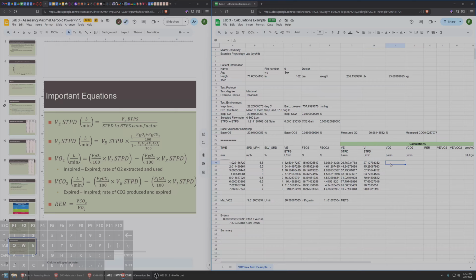Now we have VO2, so equals, here we're doing inspired minus expired. So how much was inspired and how much was expired? How much was extracted? So the inspired divided by 100 multiplied by VI, subtract it from expired, parenthesis, FeO2 divided by 100 multiplied by VE.